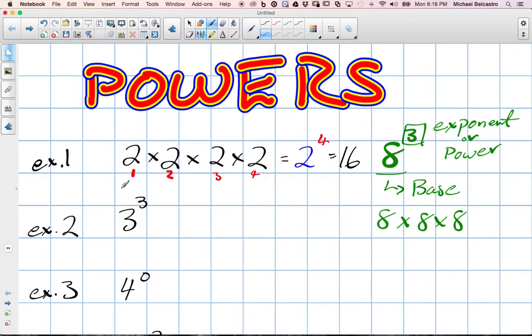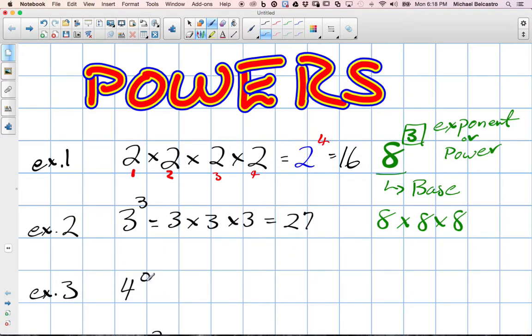How about this one? I want you to try to write this in expanded form. So this would be equal to what? 3 times 3 times 3. Perfect. Which equals 27. That's right. Excellent job. 3 times 3 is 9, times another 3 is 27. Good, so you've got that idea.